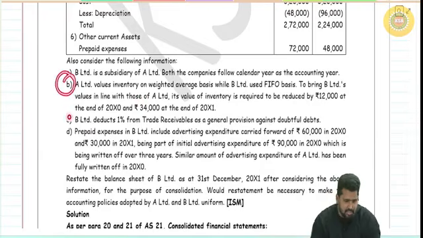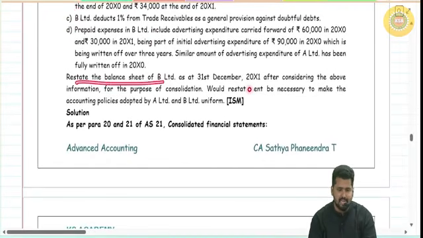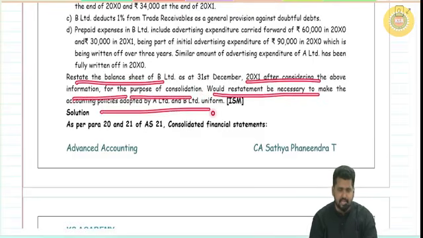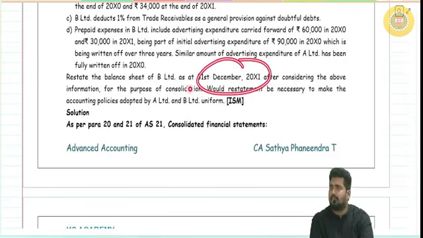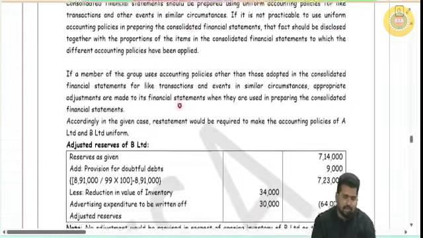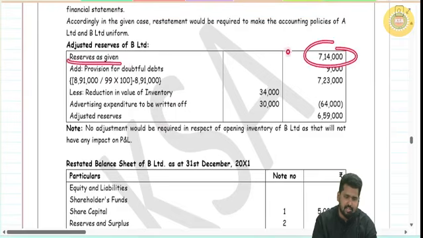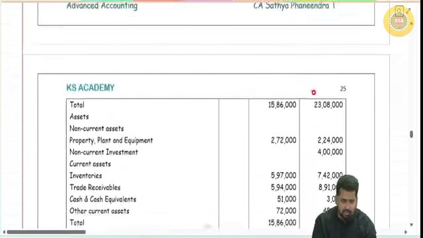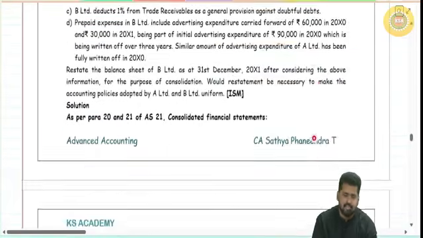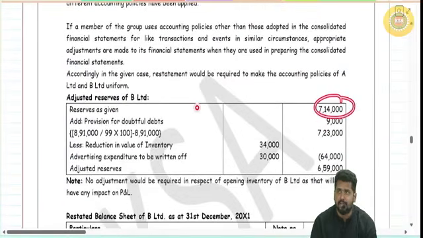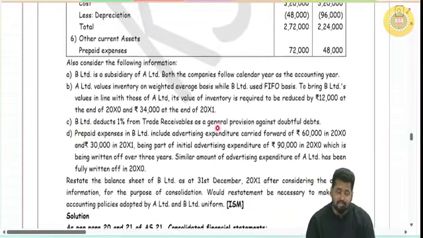So first let me show you this. What they're asking is to restate the balance sheet after considering the above for the purpose of consolidation. Would the restatement make the accounting policies adopted by A Limited and B Limited uniform? Okay. In the consolidated balance sheet, only reserves we are going to restate. Listen to me. The reserves as per the question given are 7,14,000. So go to reserves. The current year reserve is 7,14,000. Take that as the starting point.